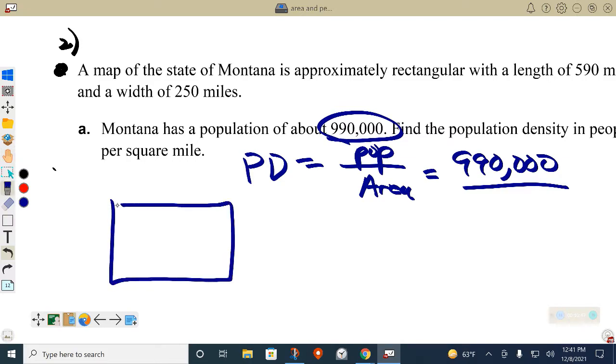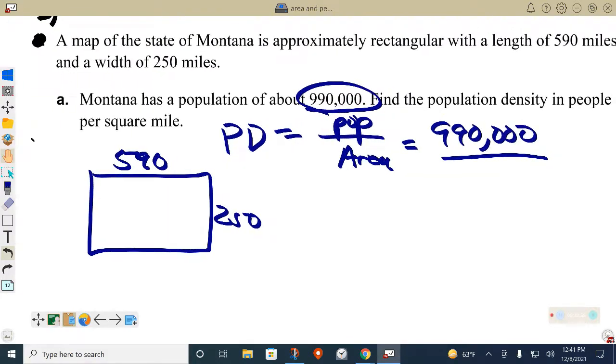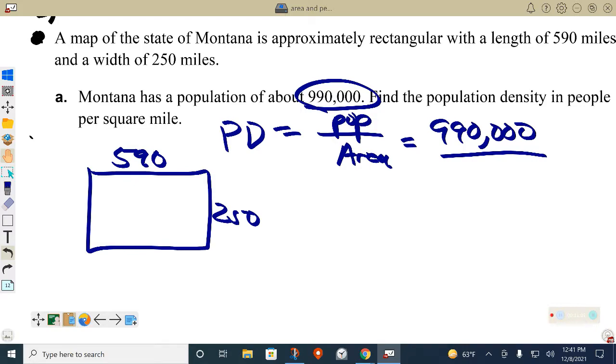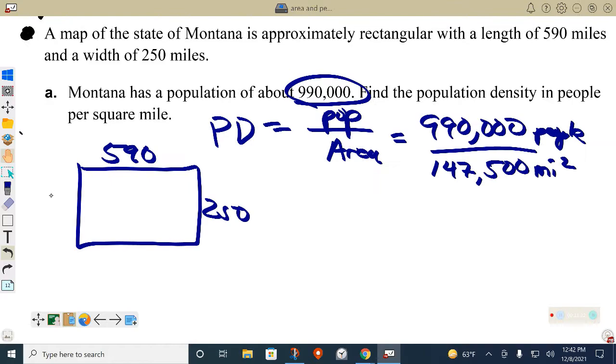It's a rectangle, 590 and 250. Multiply those puppies. 590 times 250, anybody get that yet? 147,500. Thank you. Square miles. And this is people here. So let me divide those two now. Square miles, there you go.